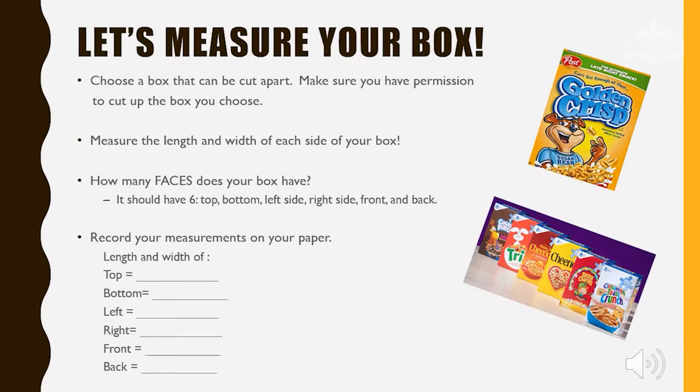Once you have selected your box, we will measure. You're going to choose a box that may be cut apart. Make sure you have permission from your parents to cut that box that you have chosen. You're going to measure the length and the width of each side of your box. How many faces does your box have? It should have 6, a top, a bottom, a left, a right, a front, and a back. Record your measurements on your paper, the length and the width of each one of those sides, the top, the bottom, the left, the right, the front, and the back.